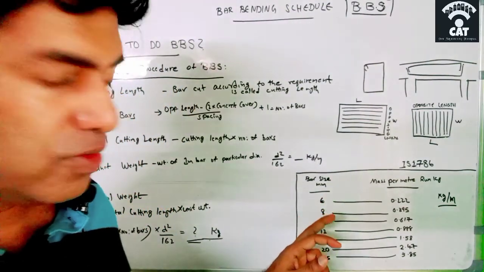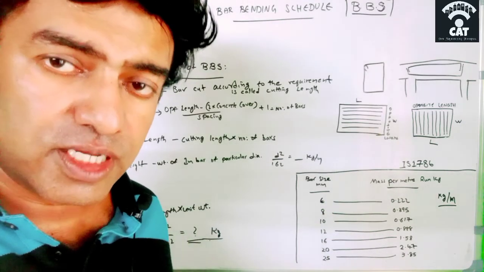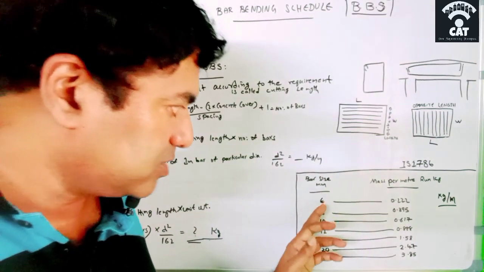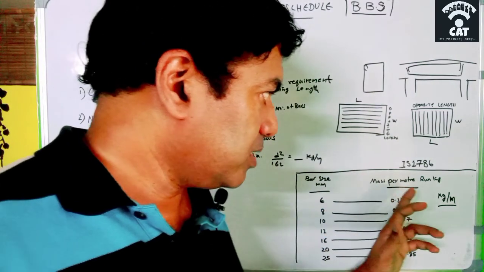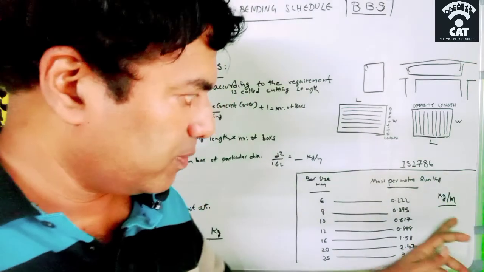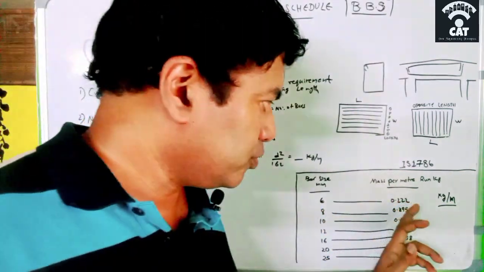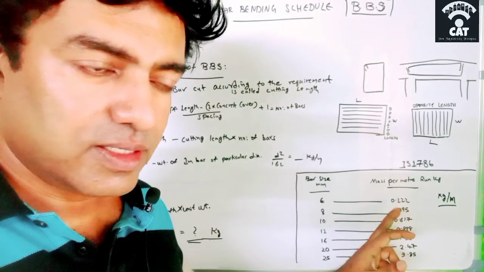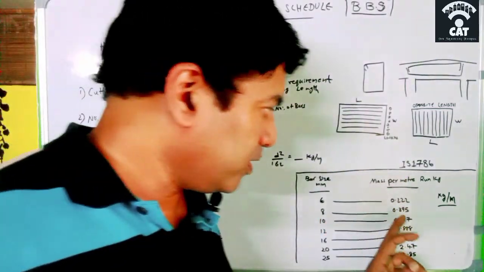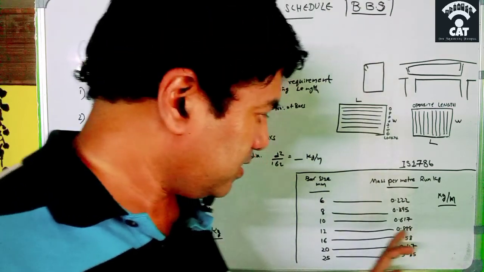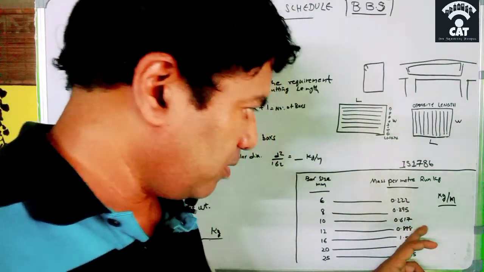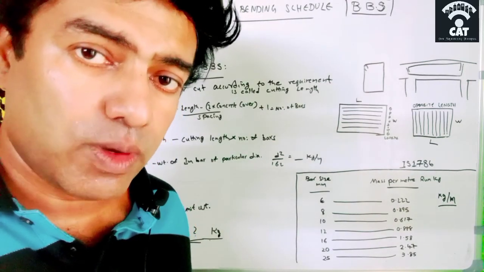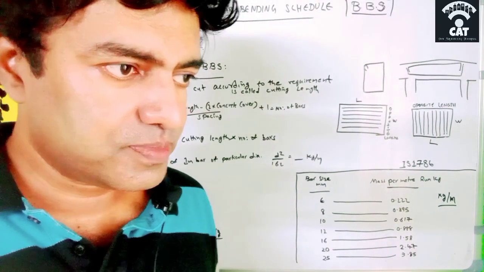All the structural engineers or all the civil engineers are supposed to study this by heart, that is the bar size and the mass per meter running length, that is kilogram per meter. 6 mm is 0.222 kilogram per meter, 8 mm is 0.395 kilogram per meter, 10 mm is 0.617 kilogram per meter. You should be thorough with this table and learn it by heart.